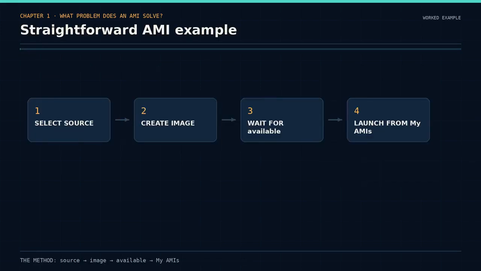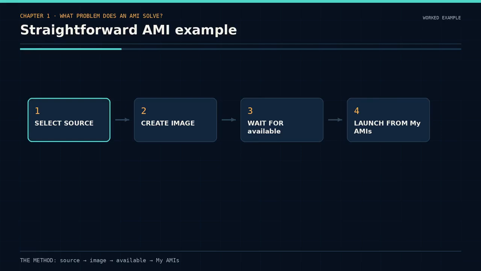Let us work the easy case first. A team has one EC2 instance running Amazon Linux 2. The programs are installed, the configuration is tested, and the team wants a second identical server. The tempting alternative is to launch a blank instance and reinstall everything by hand. We do not choose that method because it recreates the risk we are trying to remove. We choose a custom AMI.